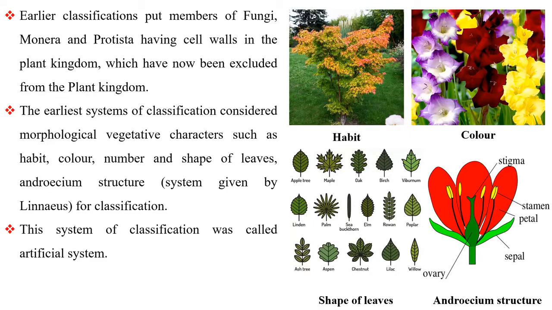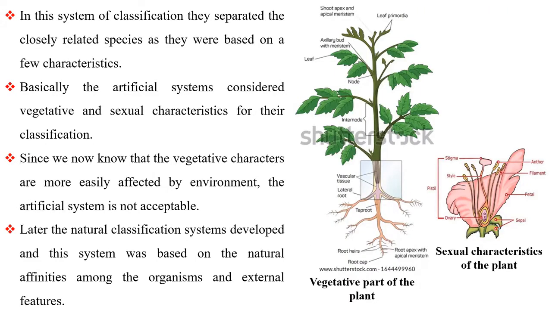The earliest system of classification considered morphological vegetative characters such as habit, color, number, and shape of leaves and rhizome structure for classification. This system of classification was called artificial system. In this system, they separated the closely related species as they were based on a few characteristics. Basically, the artificial systems considered vegetative and sexual characteristics for their classification. Since we now know that the vegetative characters are more easily affected by environment, the artificial system is not acceptable.